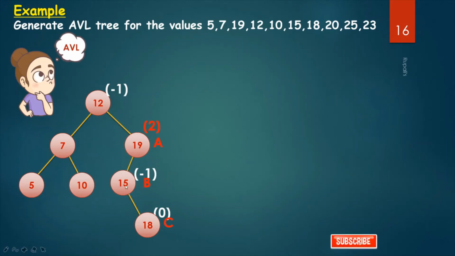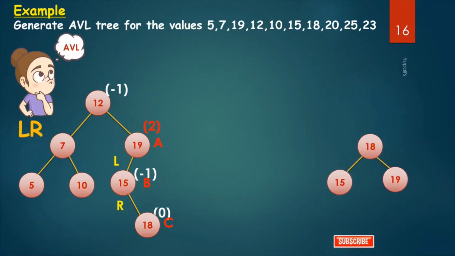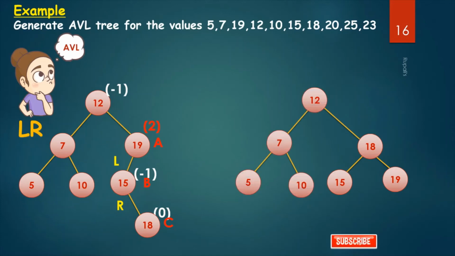LR rotation is required. So here you have to identify the C node also. C is the child of B. So this one is our C node. You have to give one LR rotation. In case of LR rotation, identify A, B and C and then make A and B children of C. So C will be the parent, that is 18 will be the parent, A and B are the children of C, and rearrange the whole tree. Now after that check the balance factor.